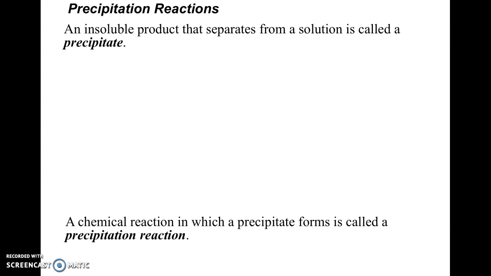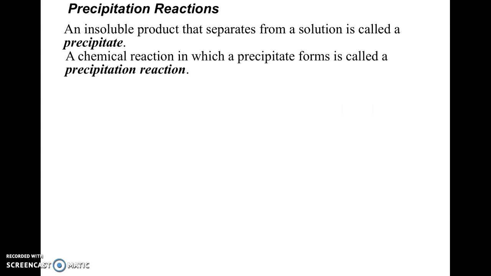But this leads to an important topic, and that is precipitation reactions. So precipitation reactions occur when you have ions in solution that will react together and create an insoluble product, and that's called a precipitate. A chemical reaction in which a precipitate forms is called a precipitation reaction.